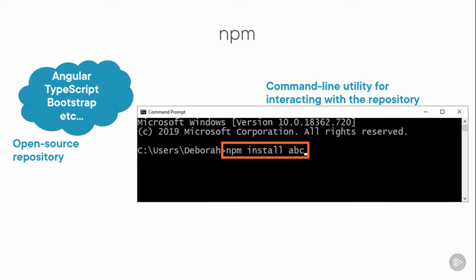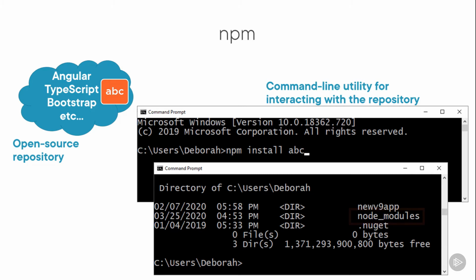this example. After executing the install command, npm locates the ABC package in the repository, creates a node_modules subfolder in the current folder, and installs the specified library and its dependencies in that subfolder. So npm is a repository and a command line utility you can use to access that repository.